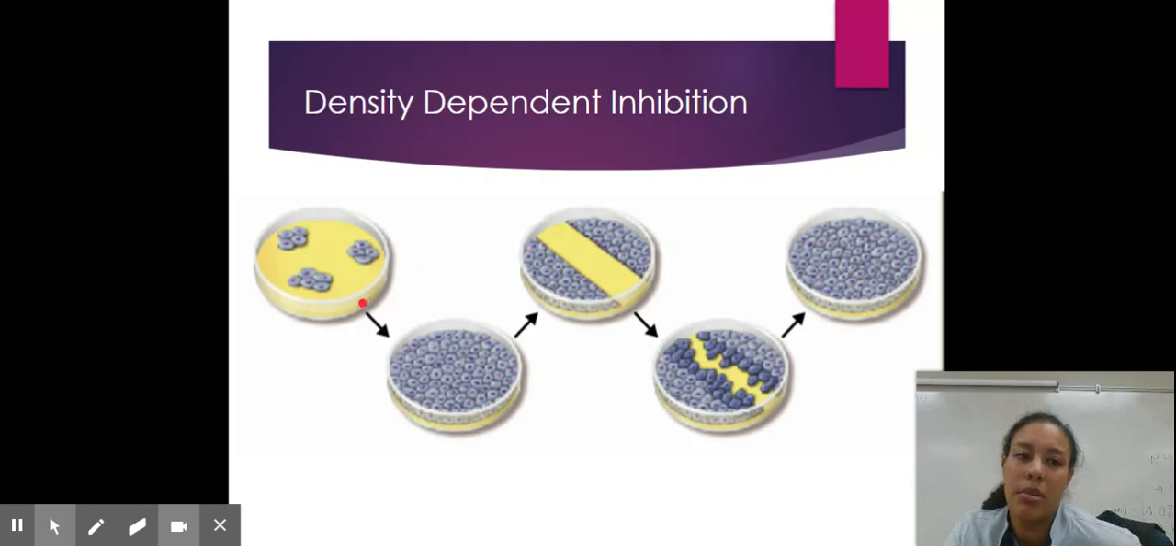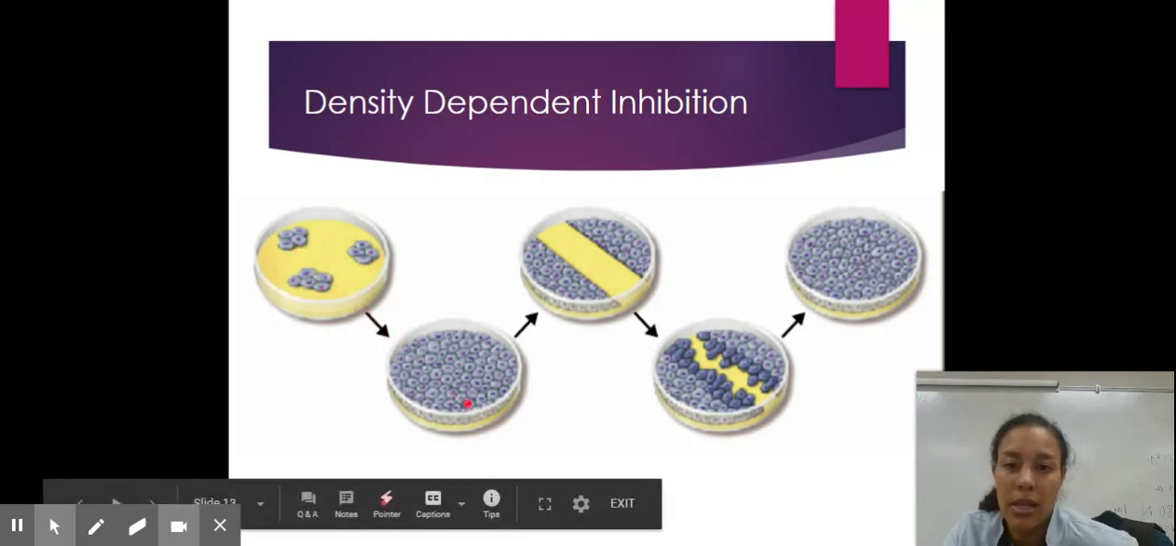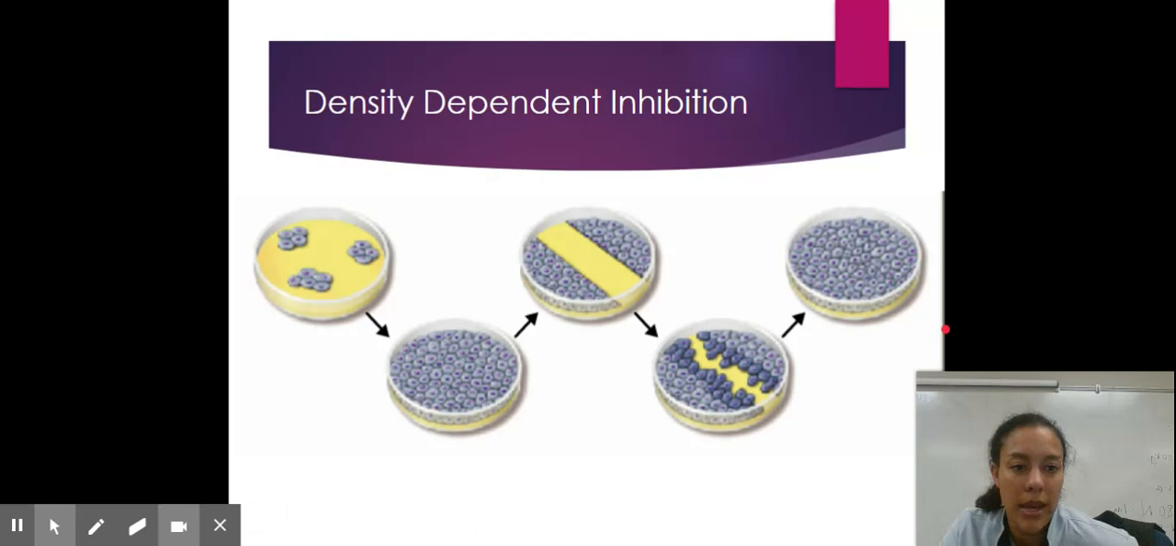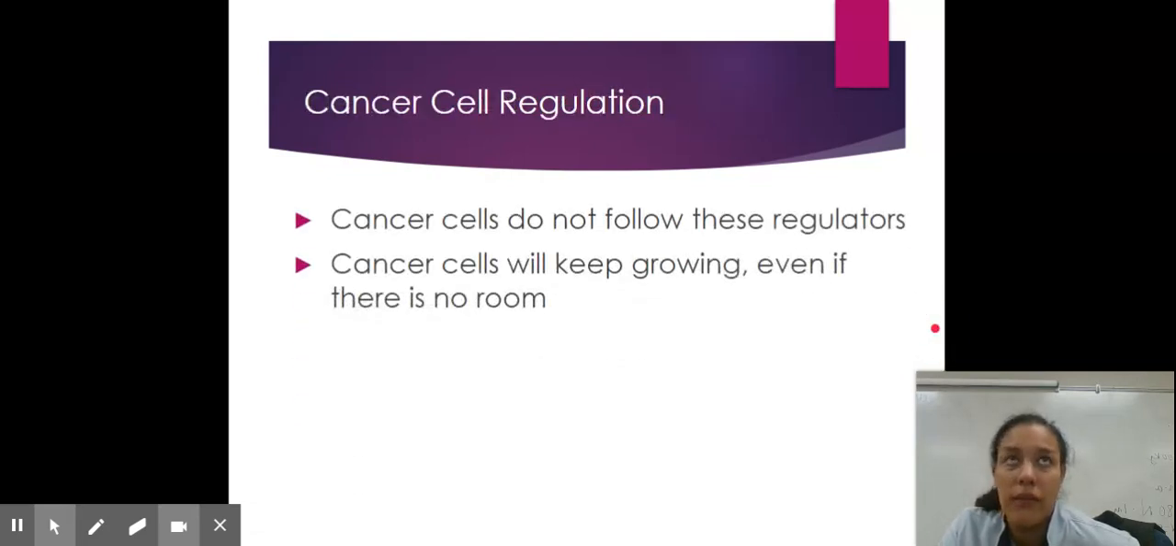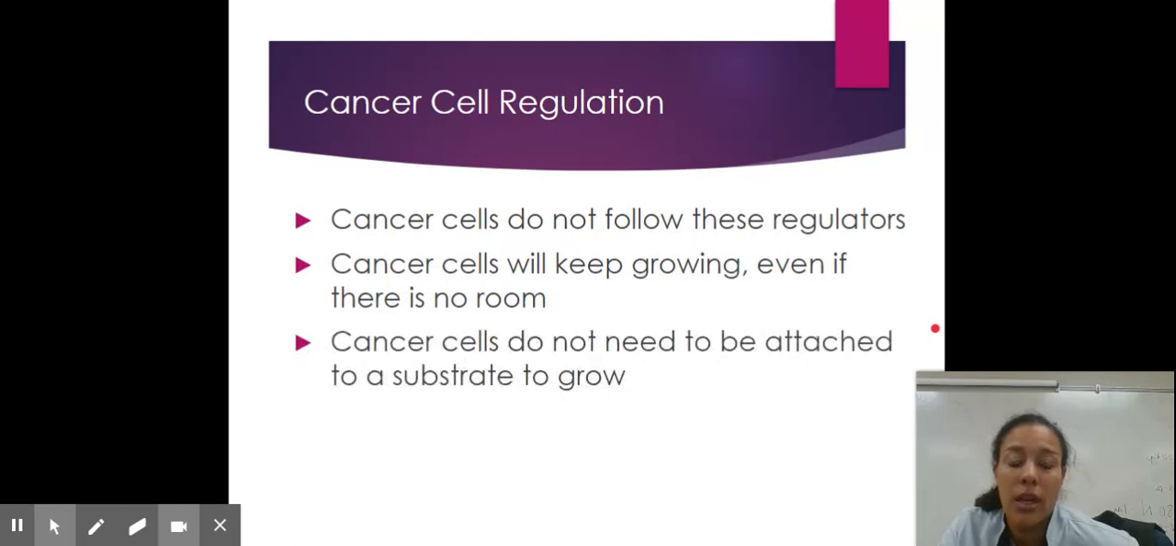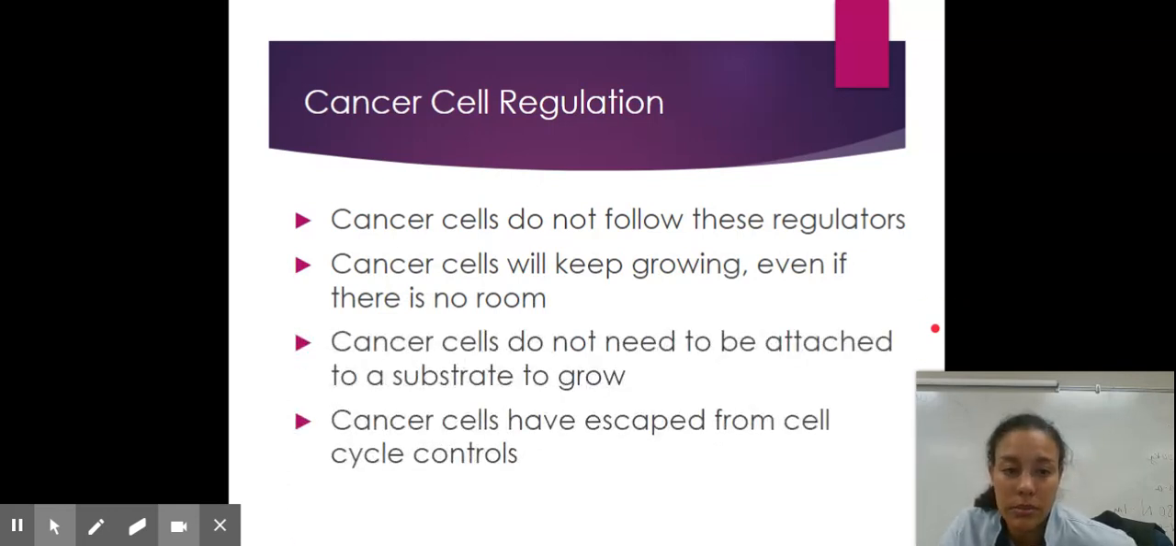So here's another example of density inhibition. So we have some cells, they're going to grow and replicate and do their division. Something comes through and wipes out a colony of those cells. They'll continue to grow, make that full layer, and then they'll stop once they're completely laid out next to each other because they know they are there. Cancer cells don't follow that regulation of density inhibition and anchorage dependence.